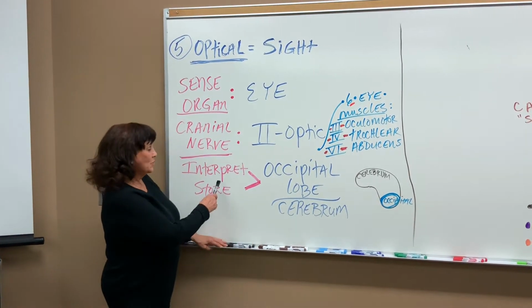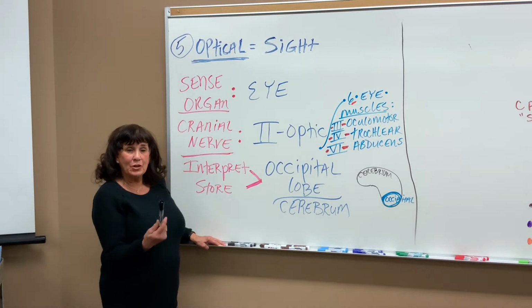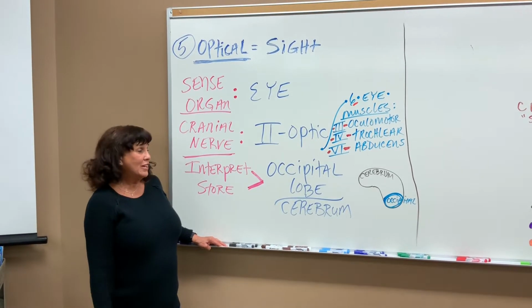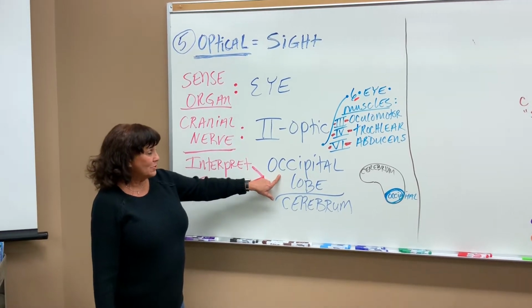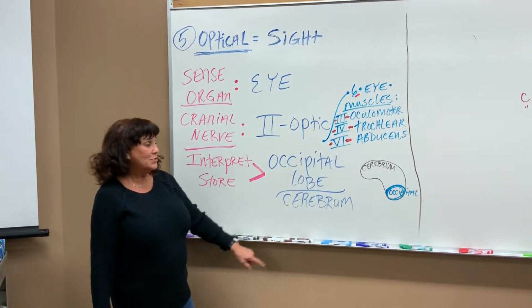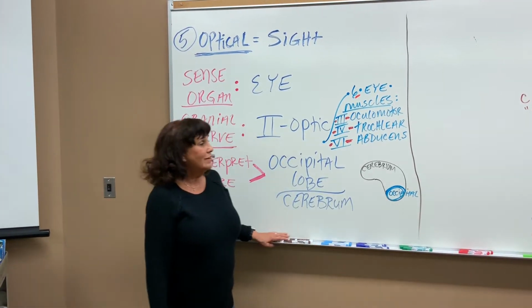All right, and so where is all this information interpreted and stored? Everything that you see, it's all cataloged in your occipital lobe in the back part of the cerebrum. Right, the occipital lobe, right there.